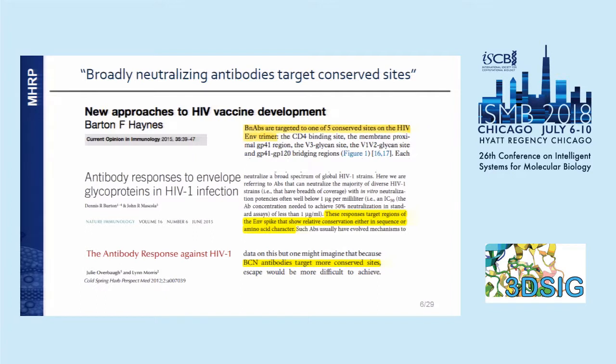The idea of antibodies targeting conserved sites seems so intuitive, that is how they achieve such cross-reactivity, just by targeting the conserved site. It seems so intuitive that people don't even question it. So there's no real solid data to support this statement.